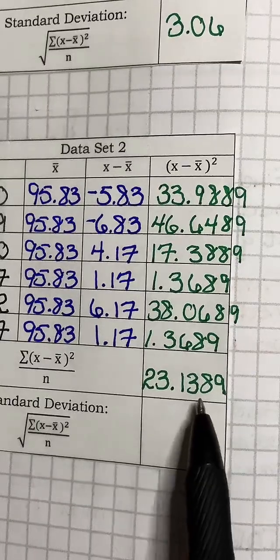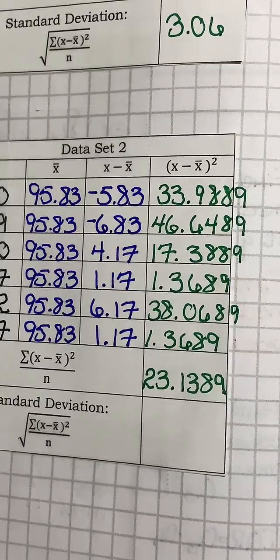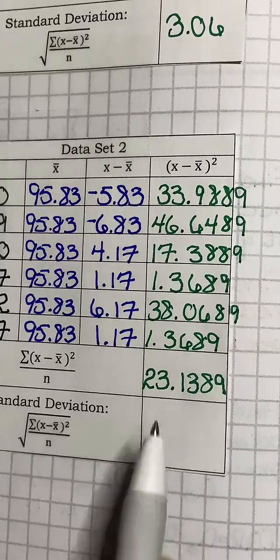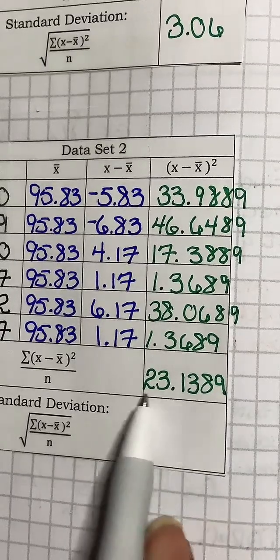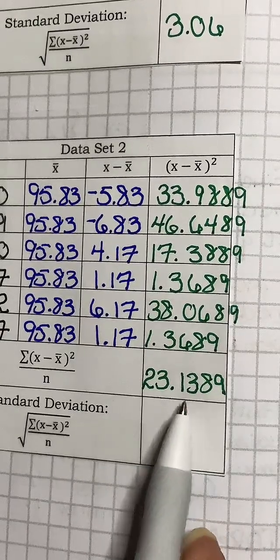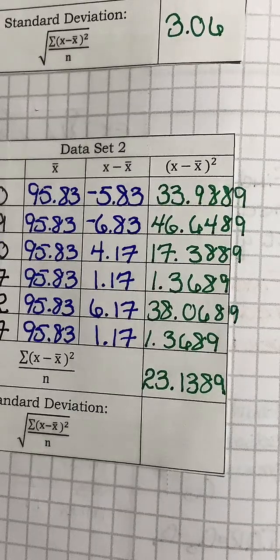Okay. So now, for the finale, all we need is to take the square root of this answer. And then we can round it to the hundredth spot.